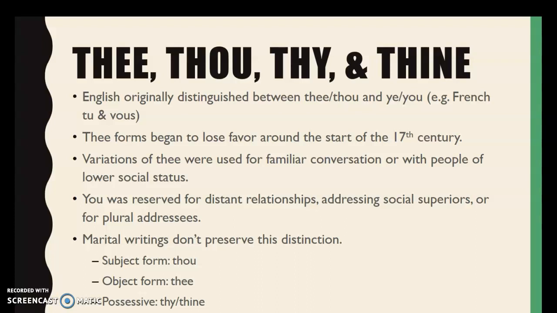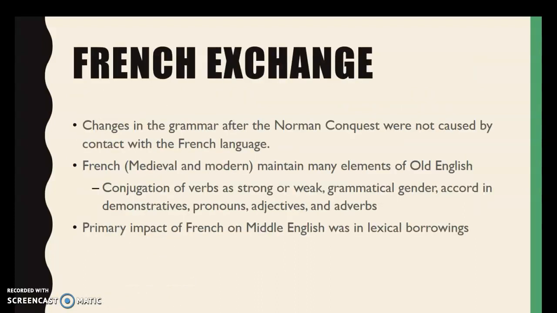Thy and thine followed the same rules. So, for example, we would say thine eyes, but not thy eyes. As you've already heard, there was a significant influx of French vocabulary at this time, and earlier linguists thought the French influence was the cause for many of the grammatical changes. But we know today that's not the case. In fact, we see that medieval and modern French contain many of the same grammatical principles, which means that French wasn't grammatically impacted by the exchange either.